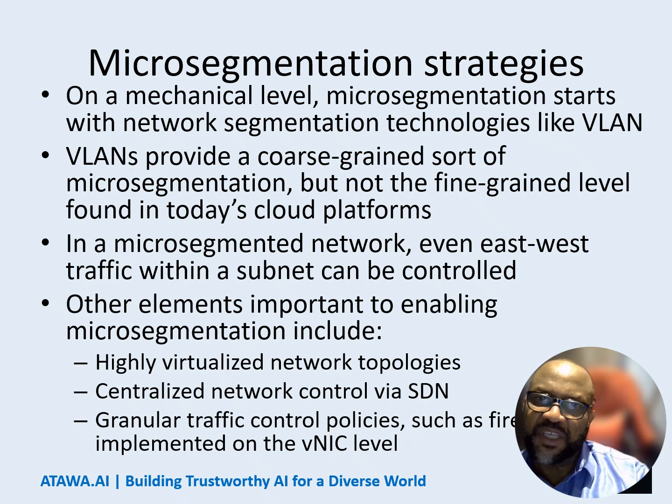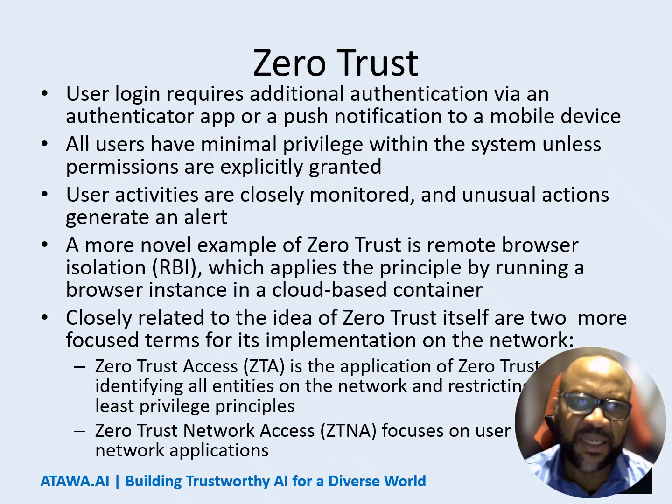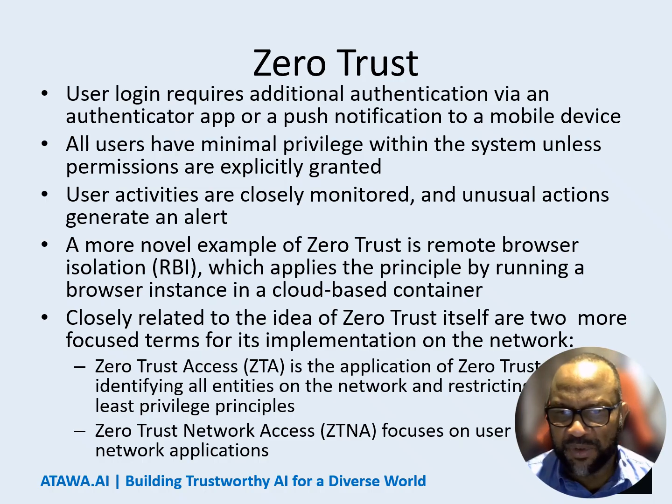Micro-segmentation starts with network segmentation technology like a VLAN. Even the east-west traffic, remember, within a subnet can be controlled. It's telling you some things you need to know: highly virtualized network topology, centralized network control via the same SDN, granular network traffic. This is implemented by the virtual NIC, because with this kind of virtual LAN approach, I have the same network interface card, but it's a virtual network interface card.